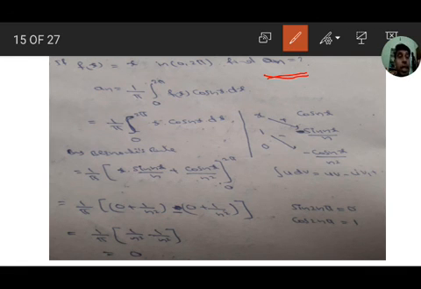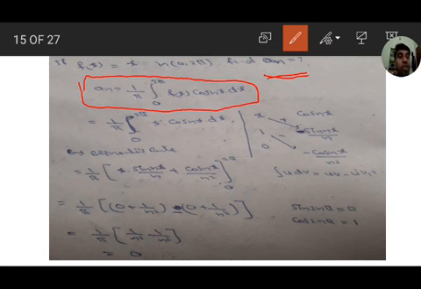So what is the an formula? An equal to 1 by pi integration 0 to 2 pi f of x into cos nx dx. It is the an formula. Limits are 0 to 2 pi. Therefore 1 by pi integration 0 to 2 pi, then substitute f of x value. F of x value is x. So 1 by pi integration 0 to 2 pi x into cos nx dx.